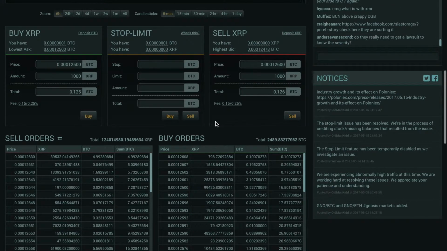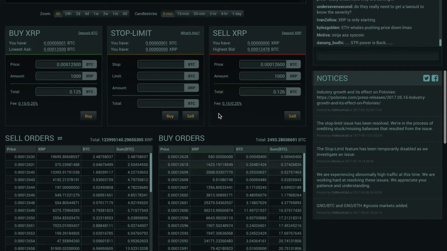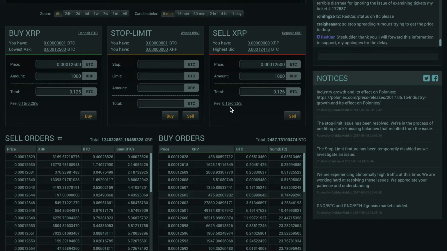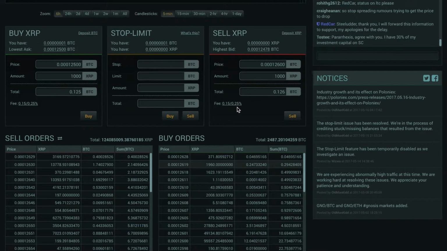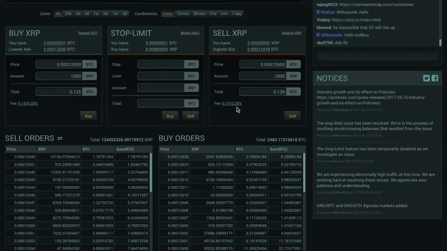Please note that Poloniex has different fees for limit orders and for market orders. For limit orders, the fee is 0.15% and for market orders it's 0.25%. The reason is that a market order does not provide any liquidity to the exchange.